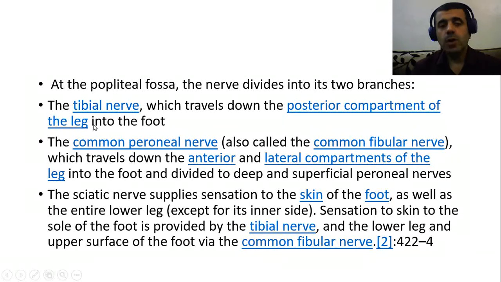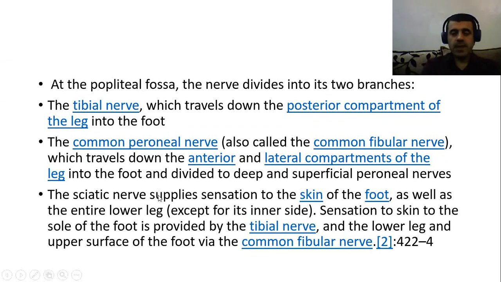And the common peroneal nerve or common fibular nerve, the same name, which travels down the anterior and lateral compartments of the leg. So this travels down the anterior and lateral compartment of the leg, while the tibial nerve travels through the posterior part of the leg. The common peroneal nerve will be divided into deep and superficial peroneal nerves.